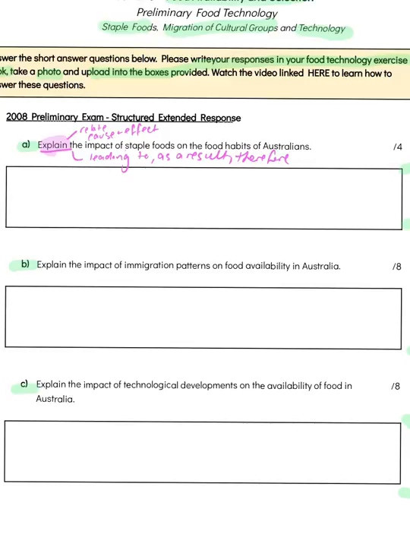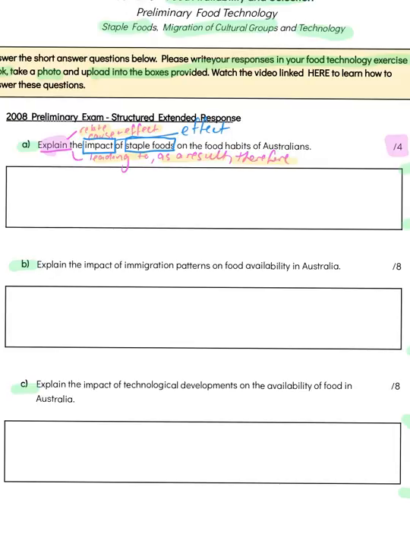So for the first question, part A, which is out of 4 marks, the verb that you are addressing is explain. Now when you explain, it's important that you are relating cause and effect to show the relationship between two things by using language such as leading to, as a result, therefore. There are lots of different ways that you can address this verb using this language.